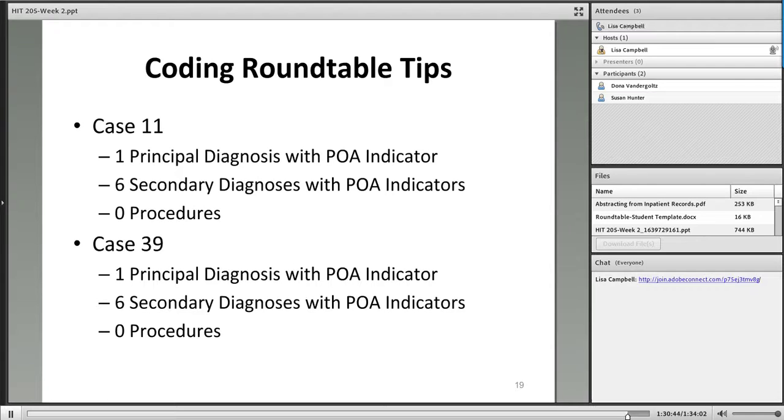The hospital doesn't pay a coder $25, $30, $40 an hour to code chest x-rays. Chest x-rays are picked up by the charge master. They don't make us a lot of money. But procedures such as coronary artery bypass graft and your surgical procedures, that's what makes us the money, and that's what your inpatient coder is going to pick up. So for case 39, you've got your principal diagnosis, your 6 secondary diagnoses, no procedures at all.